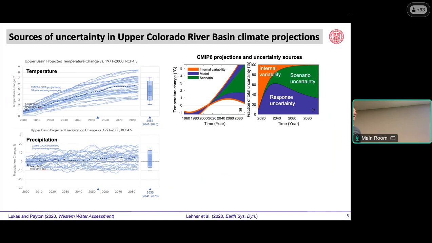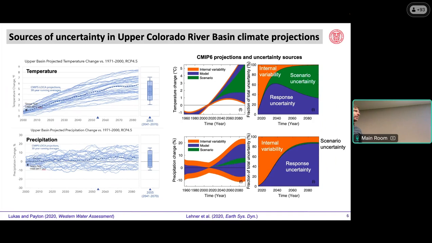So I'm also providing these fractional sources of uncertainty that contribute to this. And we see that scenario uncertainty, like in a lot of places, for temperature is quite dominant. For precipitation, the story is quite different, especially with CMIP6. Scenario uncertainty is almost negligible. So how much precipitation is going to fall in the region depends, of course, quite a bit more on internal variability, but also response uncertainty or model structural uncertainty. So that's the starting point of these two important variables for this region.